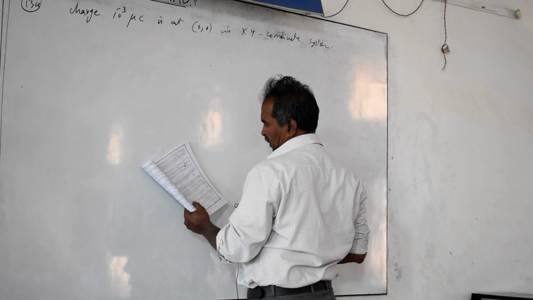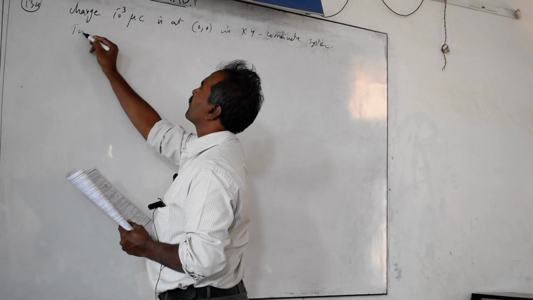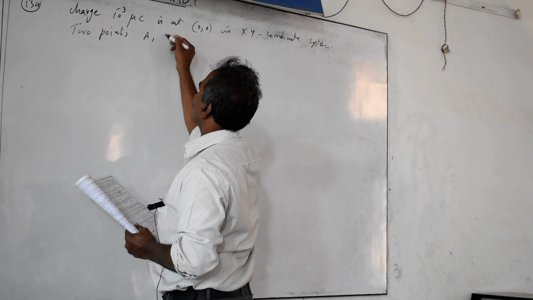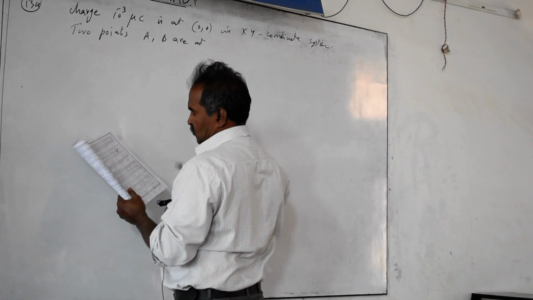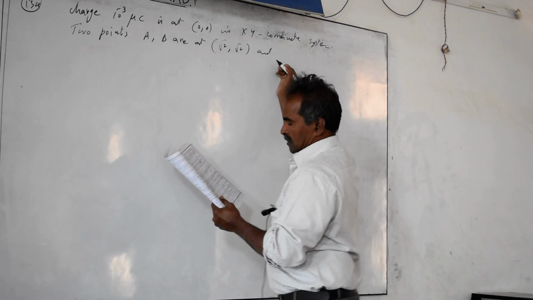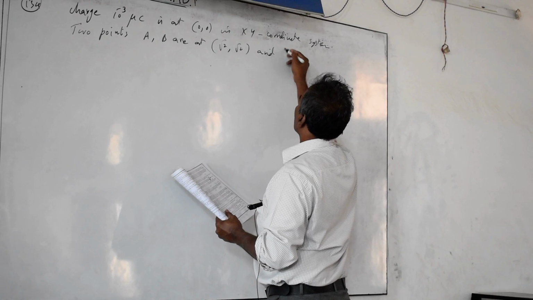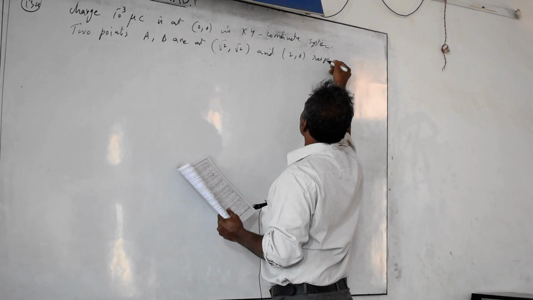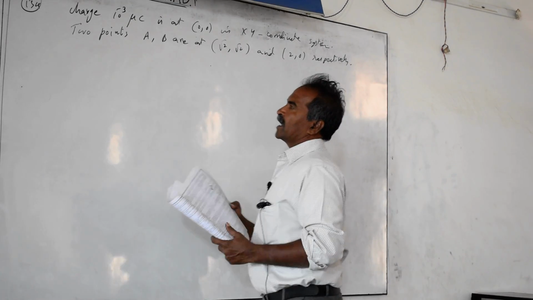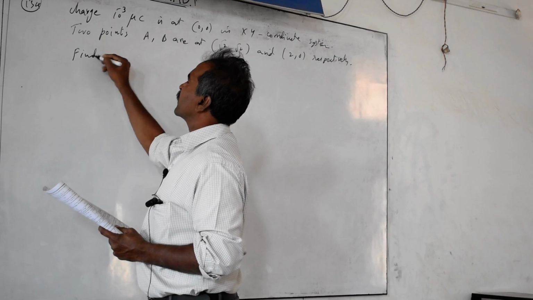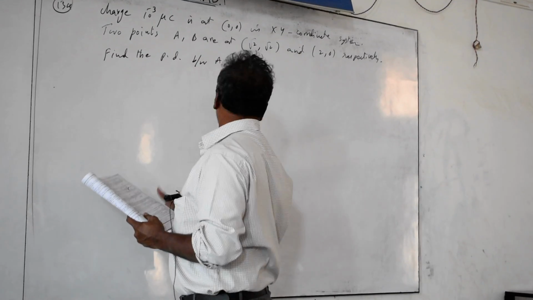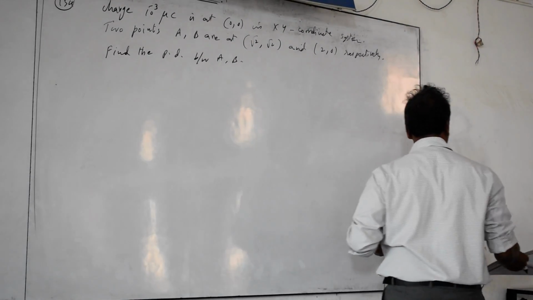Next, 2 points A and B are situated at root 2, root 2 and 2, 0 respectively. Find the potential difference between points A and B.